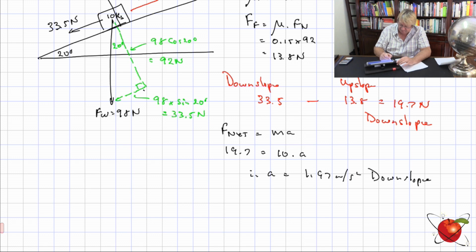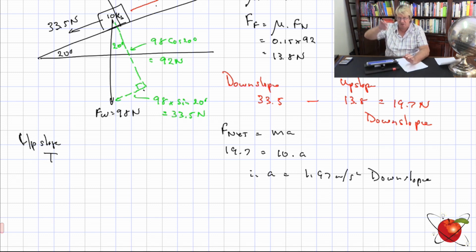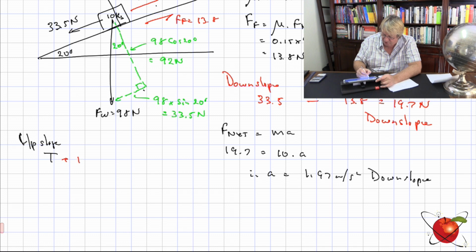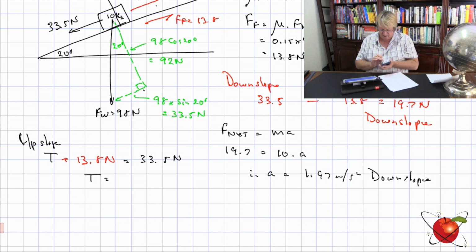We've got upslope. Upslope, we've got T, right? That's our tension acting up the slope. That's the rope. But at the same time, acting up the slope, we've got FF is equal to 13.8. Do you see that? In other words, friction is helping us, because originally it was just sliding down the slope. Now it's just stable on the slope itself. So upslope, we've got plus 13.8 newtons. Okay? And what must that be equal to? Downslope, which is 33.5 newtons. Therefore, the tension is going to be 33.5 minus 13.8 is going to be 19.7.